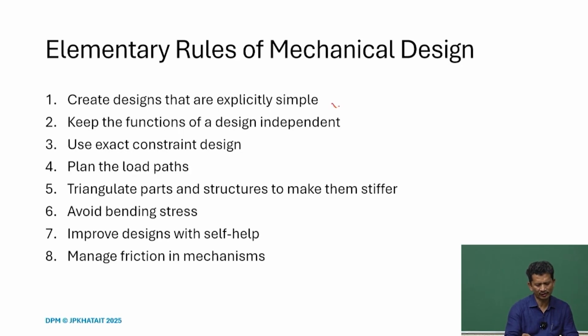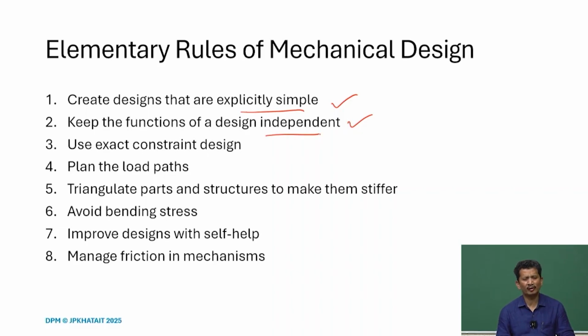First, we are saying: create designs that are explicitly simple. It has to be simple. We always tend to design things which look complex. When we render it, we can see different reflections and it looks very nice. But on the contrary, what we are asking is to design something which is very simple. The second rule is to keep the functions of our design independent.